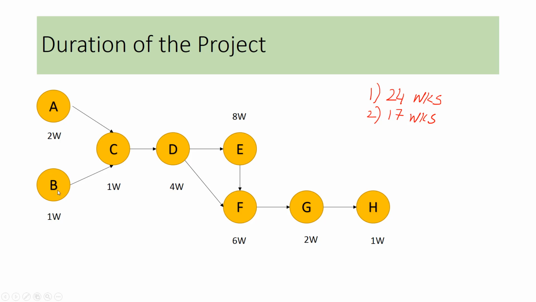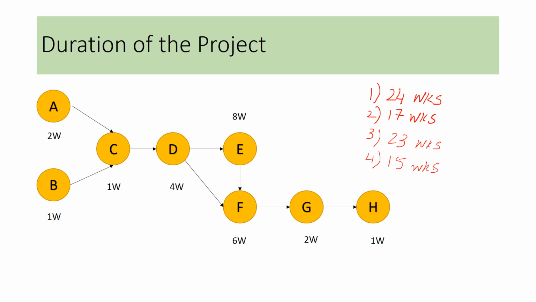Now the third path starts from task B because A and B can be started in parallel. So the third path would consist of tasks B, C, D, E, F, G, and H. And the sum of the duration of these tasks in this particular path comes to approximately 23 weeks. Let's write this down. 23 weeks. And the fourth and the last path does not have task E in it. Instead, it's D and F. So the duration of the fourth path is about 15 weeks.